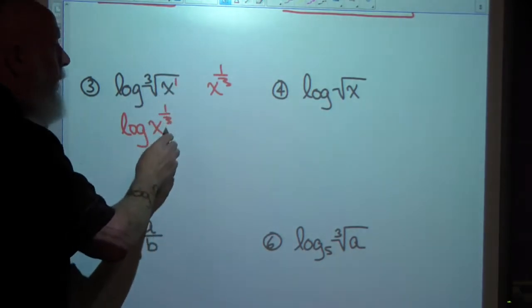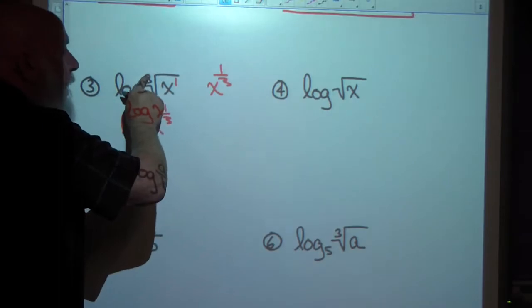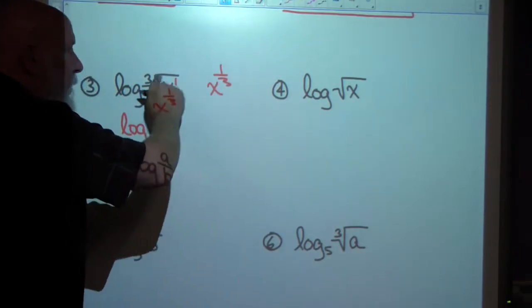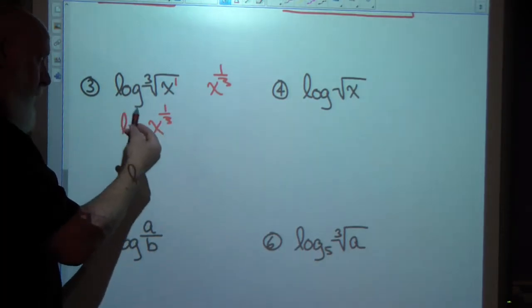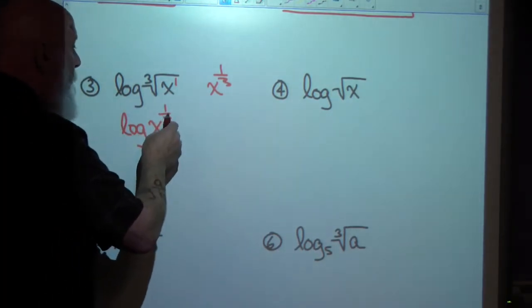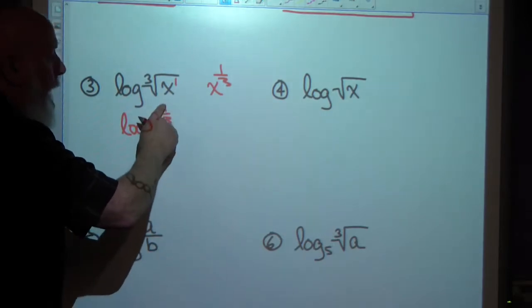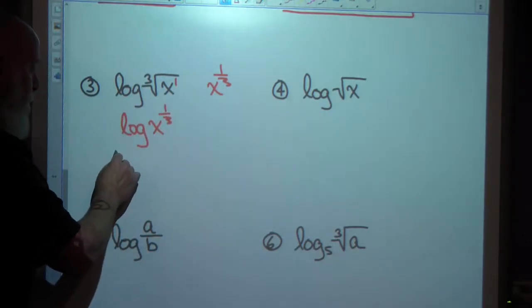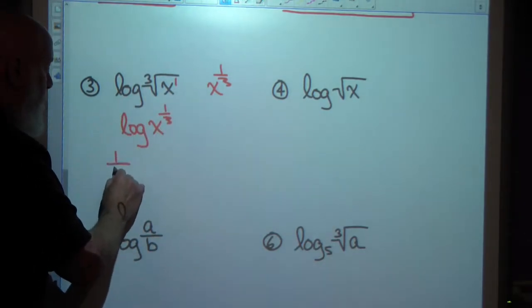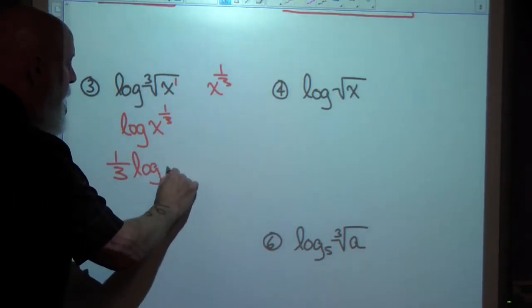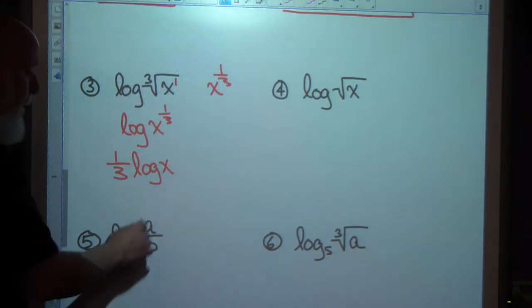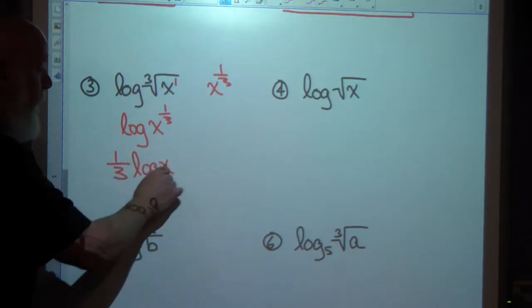There's an implied 1 there. The 1 slides up, the 3 slides under, and the radical symbol disappears. Okay? And now I'm going to employ the power property and move this exponent to a position of a coefficient, and it's going to get physically larger. 1/3 log x.